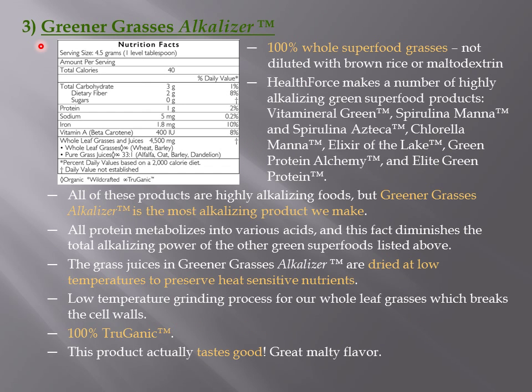So let's now discuss Greener Grasses Alkalizer specifically as a way to combat metabolic acidosis. This product contains a number of different whole leaf grasses and juices, specifically wheat and barley whole leaf grass, and also the juices of alfalfa, oatgrass, barleygrass, and dandelion. These are all highly alkalizing greens, and really green vegetables are the most alkalizing foods you can consume. There are a number of fruits that are alkalizing as well, but in general, green vegetables are what you should be loading up on if you want to really increase the alkalizing effect of your diet.